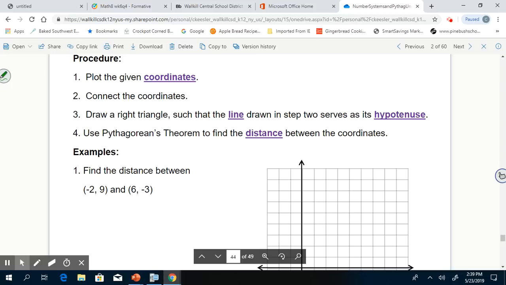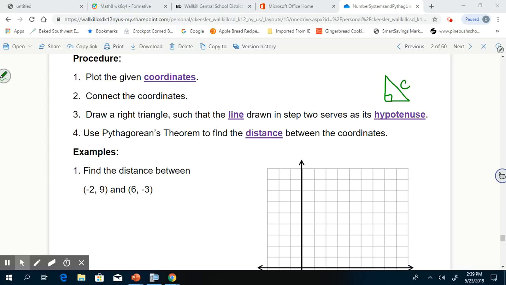Okay, gang, today we're going to be using Pythagorean's theorem to find the distance between 2 points on a coordinate plane or in a word problem. The procedure to do this is to first plot the given coordinates, second, connect the coordinates with a straight edge, third, draw a right triangle such that the line drawn in step 2 serves as its hypotenuse. Remember, the hypotenuse is the C value in the right triangle. And then use Pythagorean's theorem to find the distance between those two coordinates.